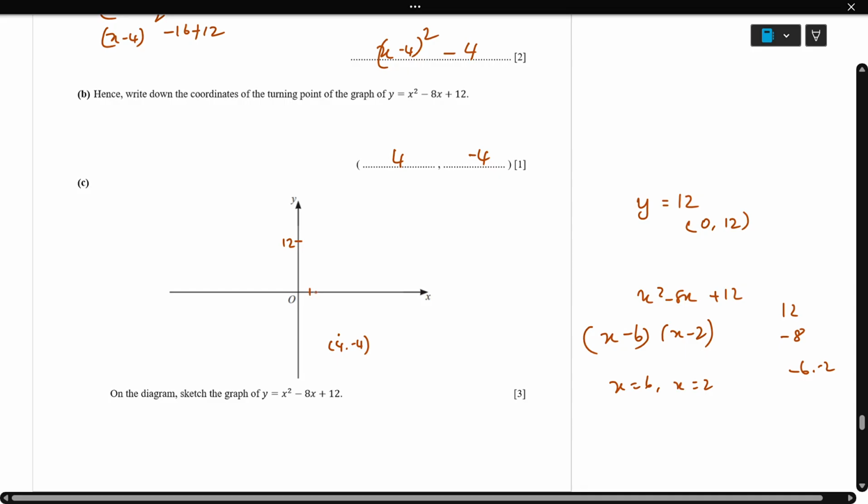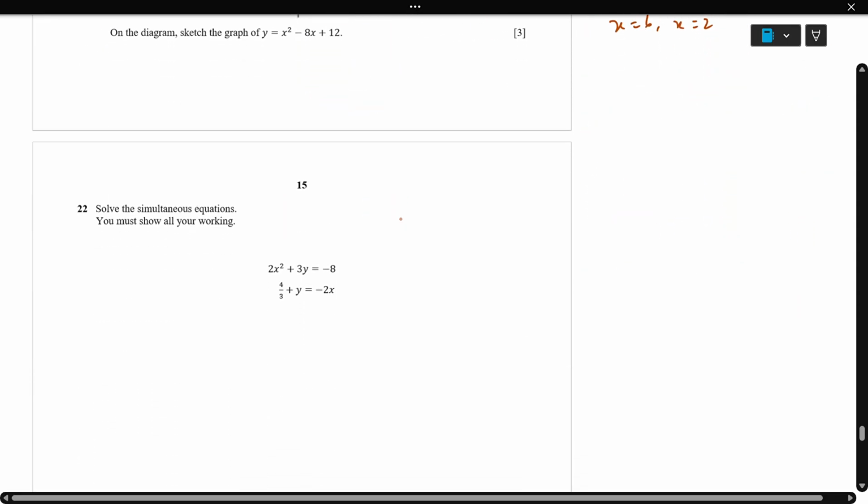So 2 and 6. They should be connected. The turning point is here. It has to move. You have to draw the proper figure. Okay, this is the answer here.